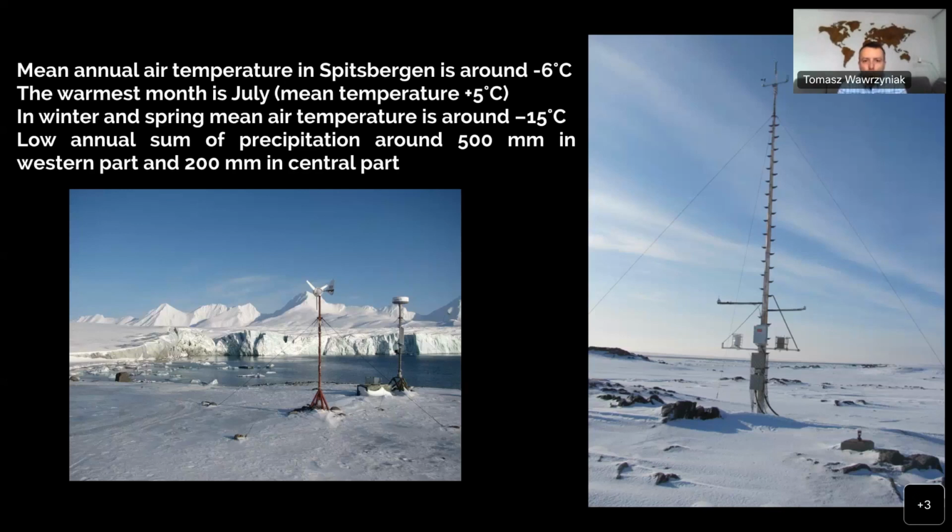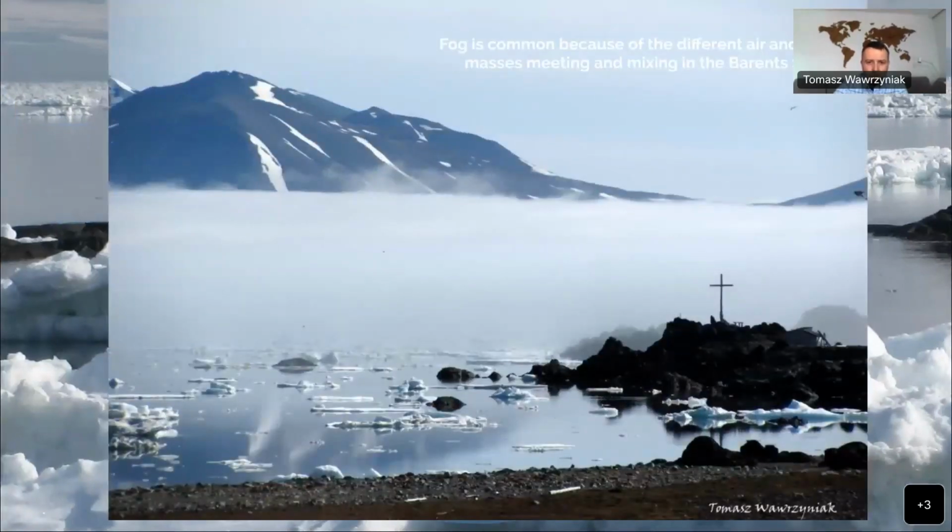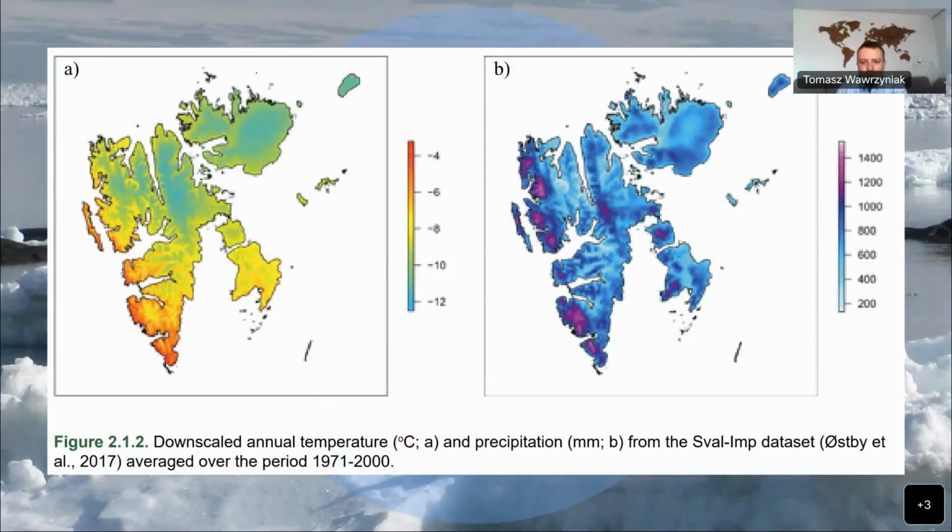There is also low precipitation, which is higher along the western coasts, where it reaches 500 millimeters. In the central part, there is much less precipitation, around 200 millimeters. So it's really not much. Usually you can expect not perfect weather there. It can be foggy.